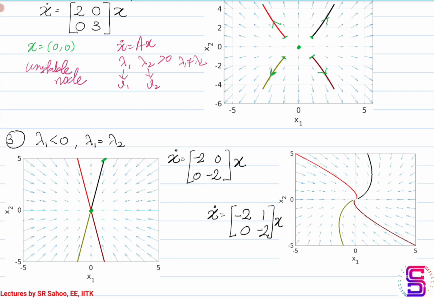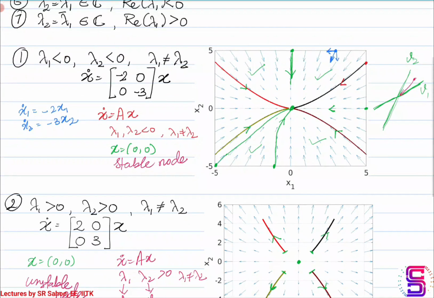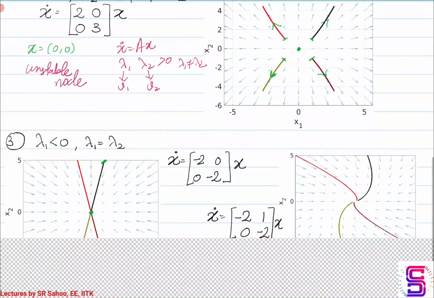But when the eigenvalues are different, then if you see the solution here, there is a slight curving. It is not along the straight line that joins the initial condition and the origin, but rather there is a slight curve that you see. It bends. That is because of the unequal effect of the eigenvalues.